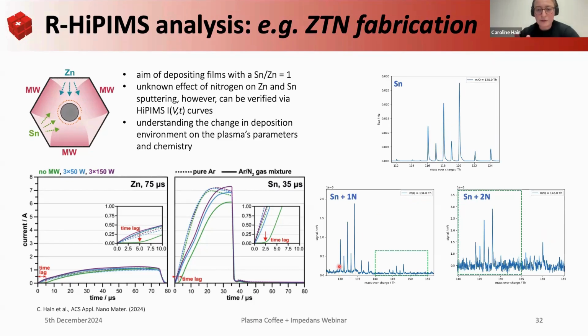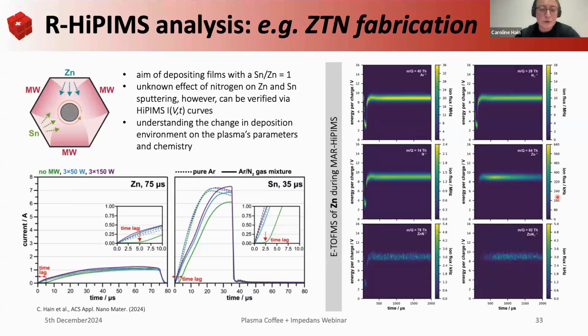So the whole profile shifted. And then we added another nitrogen, and again, the whole profile shifted to these higher masses. So we can really identify this is indeed tin nitride. Then we can do the same for zinc. And so we also identified zinc nitride species that are reaching the substrate.